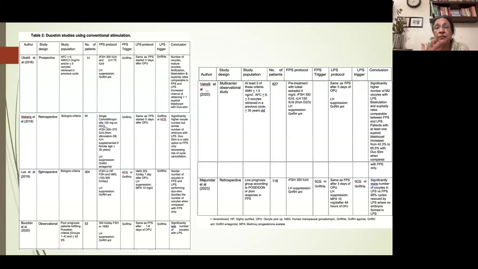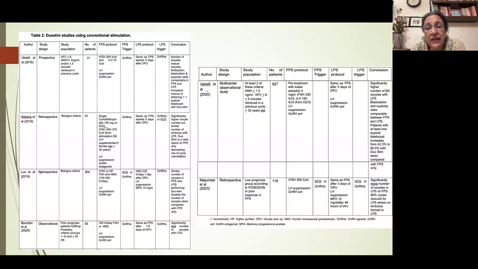They got sort of encouraged after Ubaldi's paper, and the protocol was the same on both sides. LH suppression was done by antagonists like you do in your normal single stimulation, and they concluded that there were significantly higher number of M2 oocytes with LPS. Blastulation and euploidy rates were comparable between FPS and LPS. Patients with at least one euploid blastocyst increased from 42.3% to 65.5% with Diostim, compared with FPS only.